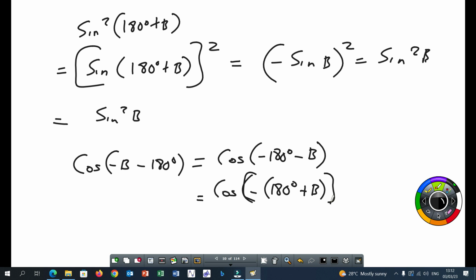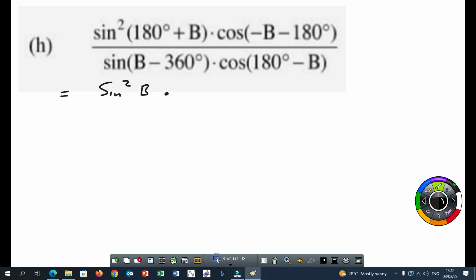Then when we simplify this now, I hope you are aware, from yesterday's lesson, that the cosine of a negative angle is the same as the cosine of a positive angle. So this becomes minus cos b. So be aware of it. That will be minus cosine of b.